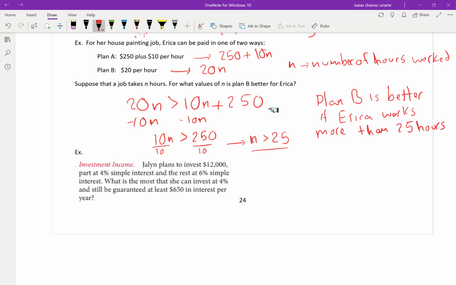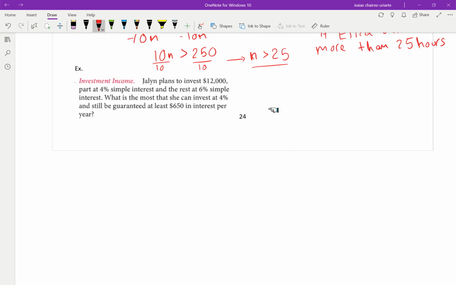All right, so hopefully we're okay with this problem. The last one. Last problem in this section, and last problem in this whole chapter.